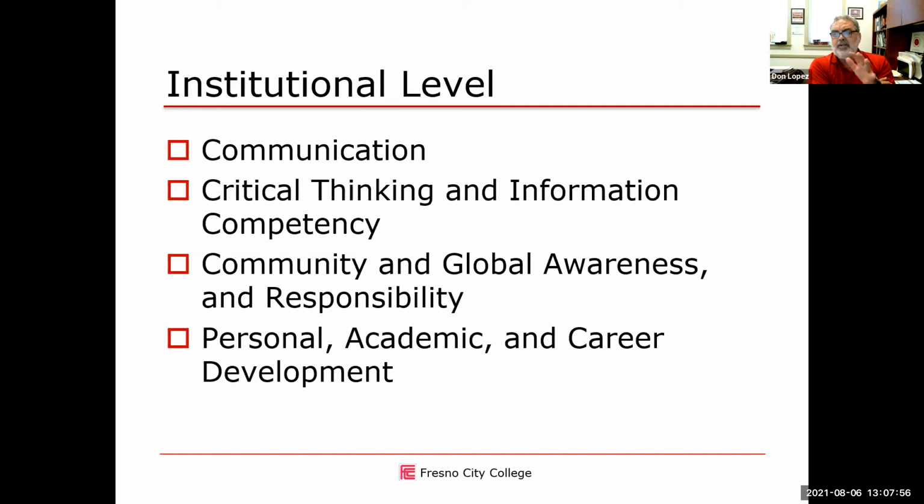All right, so at the institutional level, we have 4 institution level outcomes. One's around communication, one's around critical thinking, one's around community and global awareness, and then personal, academic, and career development, right? So we have these really broad concepts, outcomes that we want our students to be able to achieve.